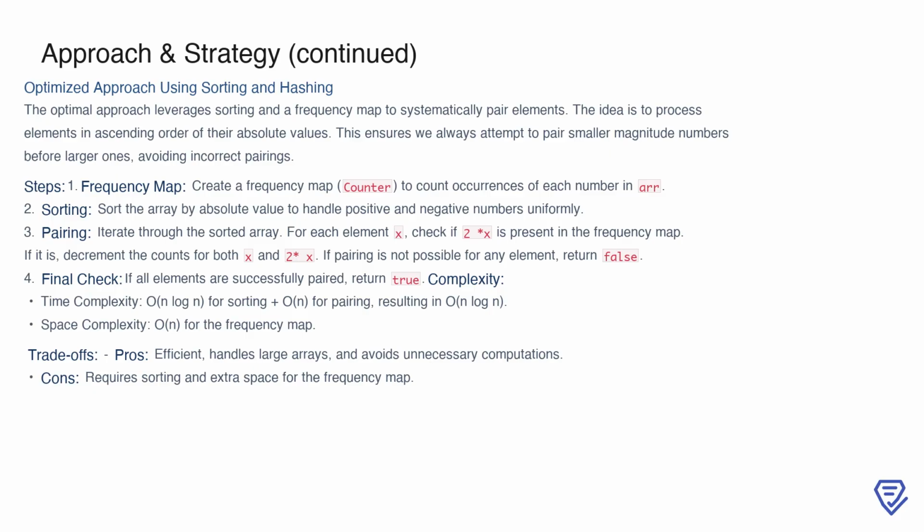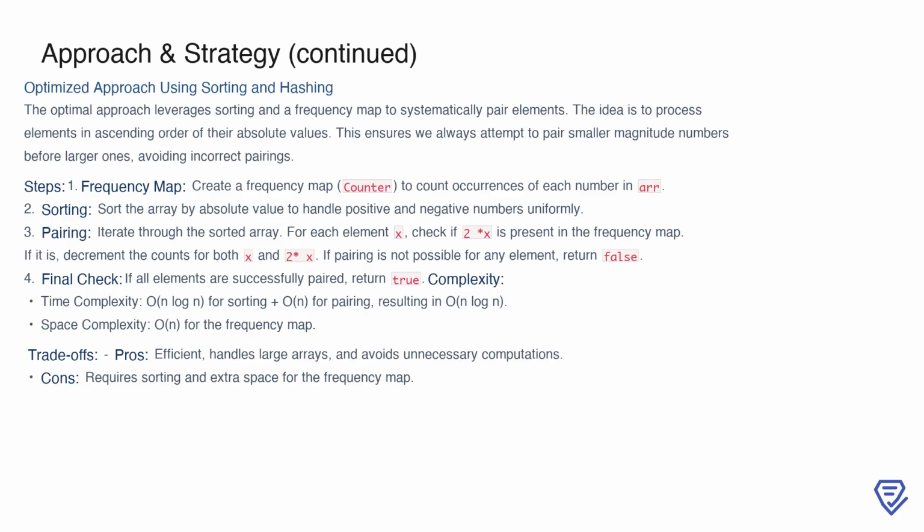A much more efficient strategy uses a combination of sorting and hashing to solve the problem systematically. By sorting the array based on the absolute values of the elements, we ensure that smaller magnitude numbers are processed before larger ones. This is crucial to avoid invalid pairings, especially when dealing with negative numbers or zeros.